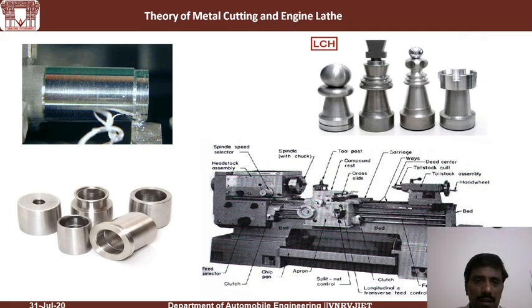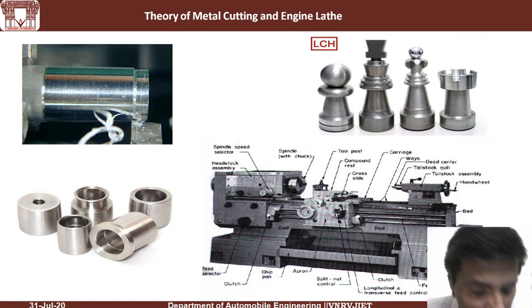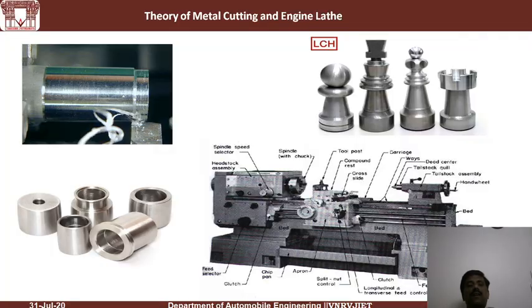The next one is very important, the theory of metal cutting and engine lathe. What is this? Previously we have seen joining processes and casting processes, and the third one is changing the shape from one form to another form. But with the previous three processes we get the desired shape, but we will not get the required dimensional accuracy and the required finish level. So in order to get these two things on the existing product, we need to go for a machining process or metal cutting process.